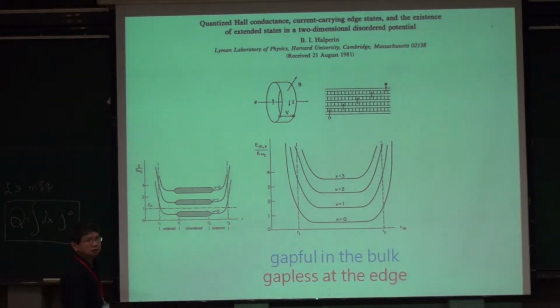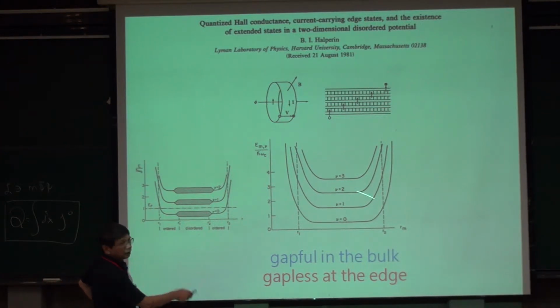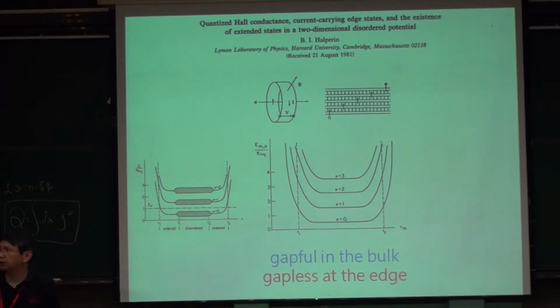But Halperin said that if you look at the energy level in this system, it will be like this. Without the edge, it will be just the usual Landau level. Okay. So inside the bulk, you have a gap. So gap in the bulk. And that is why it's an important feature in the discussion of topological insulators. Gap in the bulk. Now at the edge, because of the confining potential, it is gapless.